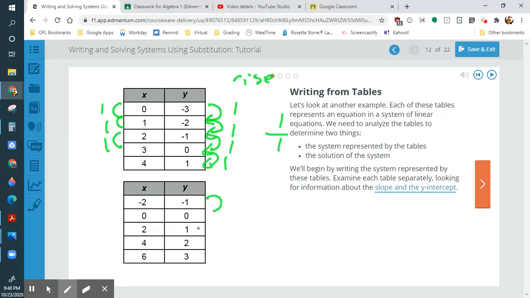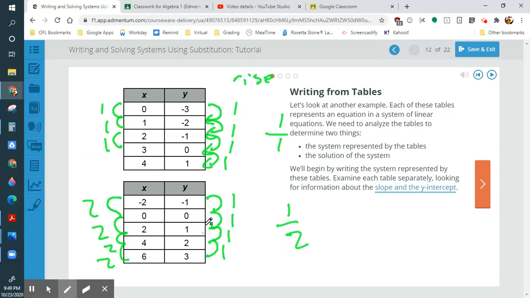So our rise here is 1, rise is 1, rise is 1. We keep increasing by 1. Let's take a look at our run. Our run is 2. We went up by 2, and then from 0 to 2, we went up by 2. Then we went up by 2 again, and again. So that means we're always going to have a rise over run of 1/2.